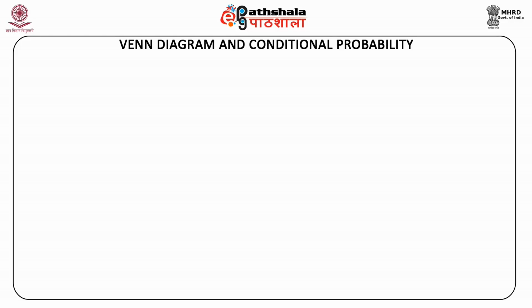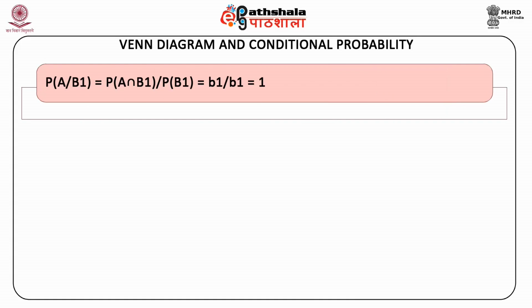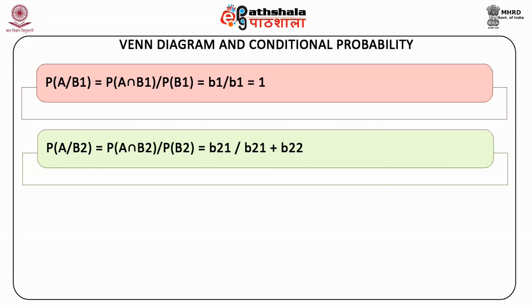Probability of A given B1 is equal to probability of A intersection B1 upon probability of B1, which is equal to B1 upon B1, which is equal to 1. Probability of A given B2 is equal to probability of A intersection B2 upon probability of B2, which is equal to B21 upon B21 plus B22.